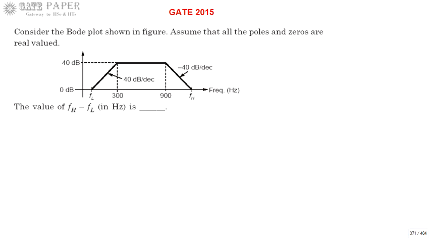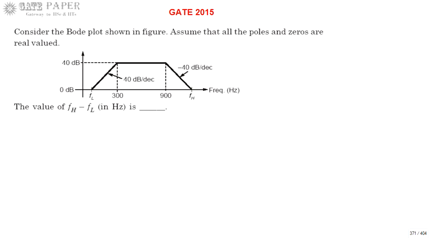Hello, we are discussing GATE 2015, and we are going to calculate the difference between FH and FL in the diagram shown. Assume that all poles and zeros are real valued and the circuit given is a Bode plot.